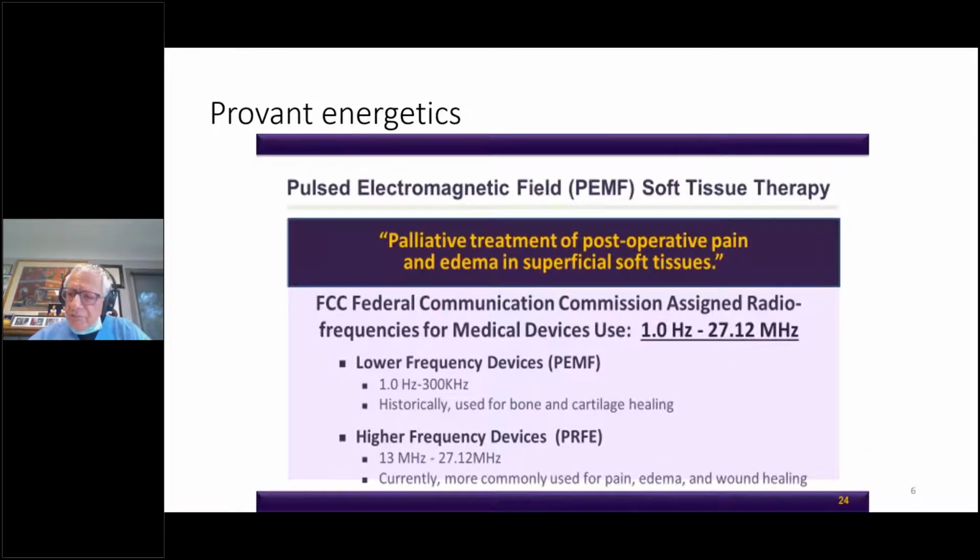So the energetics for Provant. Number one is it is a patented waveform. The FDA has approved this device for post-operative pain. The FCC has assigned a specific frequency, the bandwidth of around 27 megahertz for this device and other devices that are similar. And this frequency range really represents the higher end of the low frequency spectrum. Lower frequency devices typically are used for bone stimulation. The higher frequency devices more for pain and swelling.